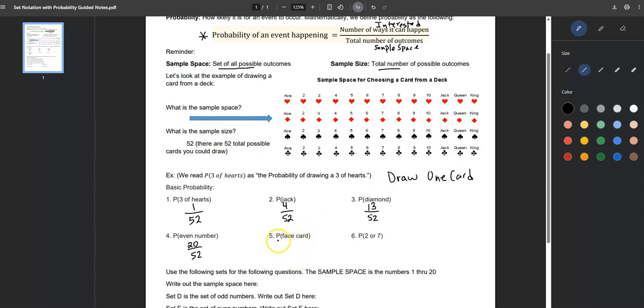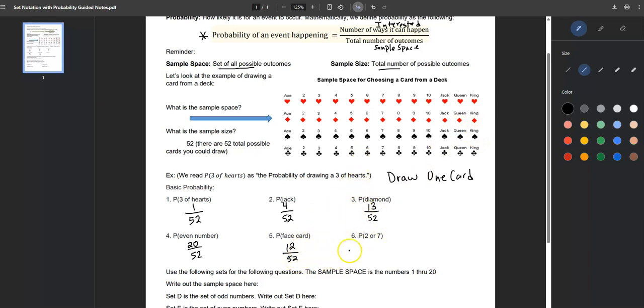Okay, that leads me to the next problem. It says probability of getting a face card. Again, this is going to be out of 52. Looking for face cards: face cards are jacks, queens, and kings, not aces. So it's all of these over here, and there are 12 that are face cards. If we count them all up, it would be 12 out of 52 because I'm interested in 12 of them and 52 total.